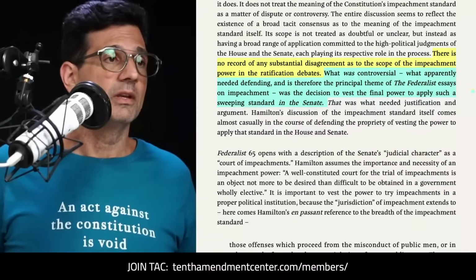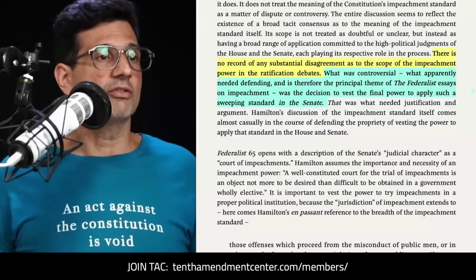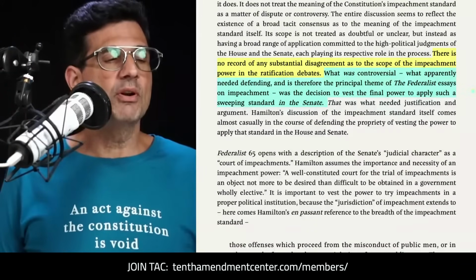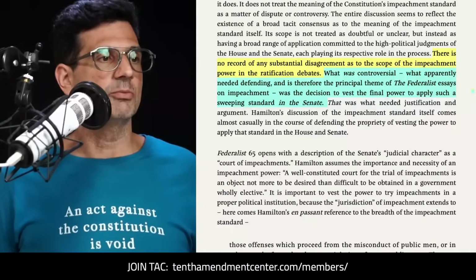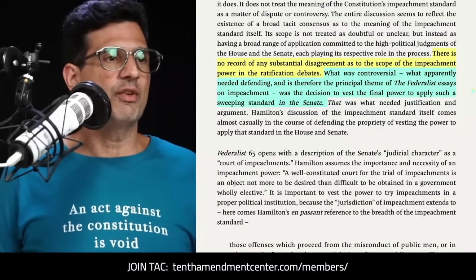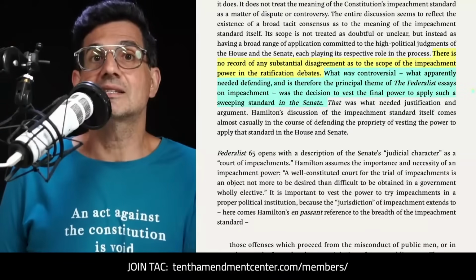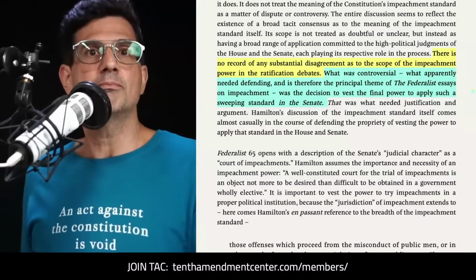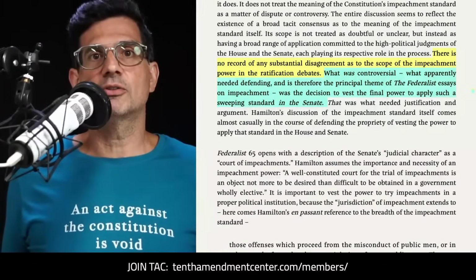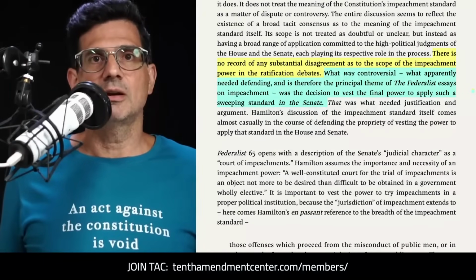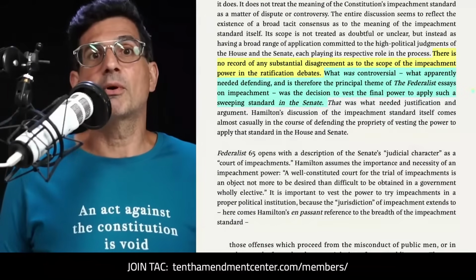There was a controversial thing. For example, here, Paulson explains what was controversial, what apparently needed defending, and is therefore the principal theme of the Federalist essays on impeachment: the decision to vest the final power to apply such a sweeping standard in the Senate. The Senate would try impeachments, and all the founders were fully on board with the celebrated Montesquieu and his explanation of separation of powers.